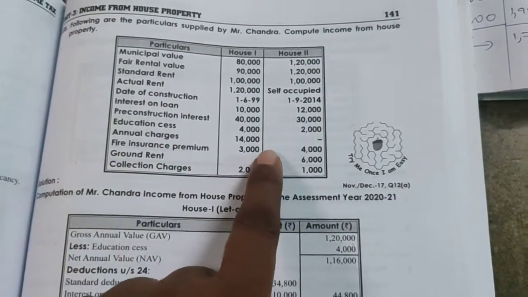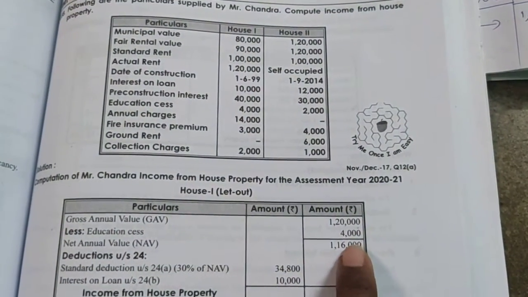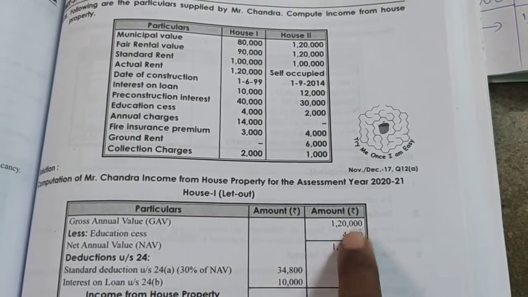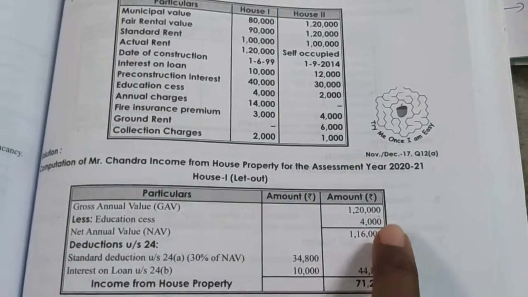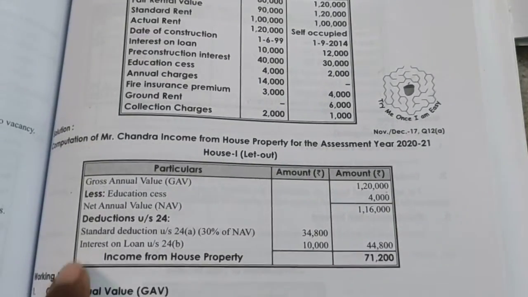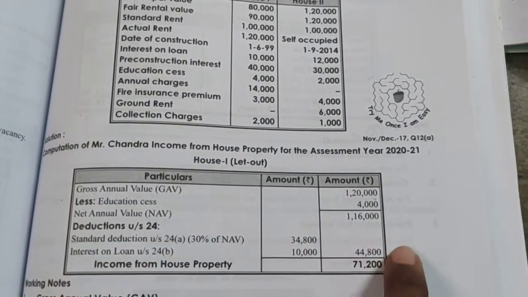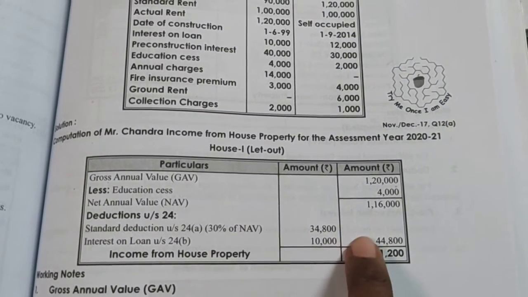In the question, education cess has been given and municipal taxes are not there. Remember, education cess we have to deduct from the GAV, just like municipal taxes. So we got 1,16,000. Next, deductions under section 24: standard deduction, 1,16,000 into 30%, so 34,800.